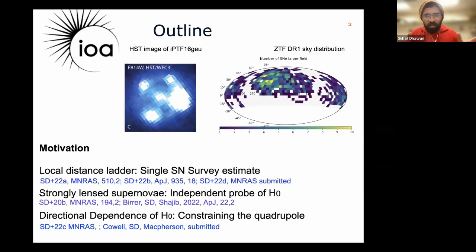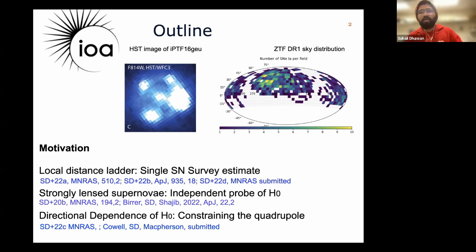So a brief outline of how I'll go about talking about the different pieces of this analysis. First, I'll be talking about a brief motivation. Why is it that we are currently excited to measure both the expansion rate of the universe as well as its directional dependence? And in the first two parts, I'll be looking at Type 1a supernovae for local or near universe measurements. And in the first part, I'll be talking about some recent work I'm very excited about, which is to build a local distance ladder based on Type 1a supernovae from a single survey.